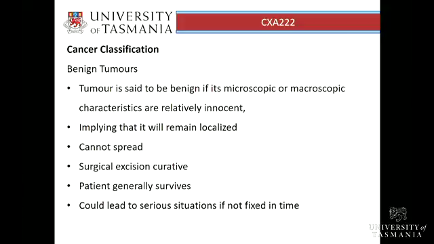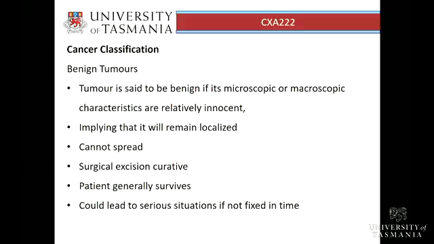In terms of classification of tumours, we can basically break it down to benign and malignant, as I said. So a tumour is said to be benign if macroscopically and microscopically its characteristics are relatively innocent. By innocent, I mean it's quite well differentiated. It's not penetrating into any surrounding tissue. Often they'll be encapsulated and easily excised. The key definition of a benign tumour, though, is that it cannot spread. So as soon as it develops these characteristics, it's no longer benign, it becomes malignant.